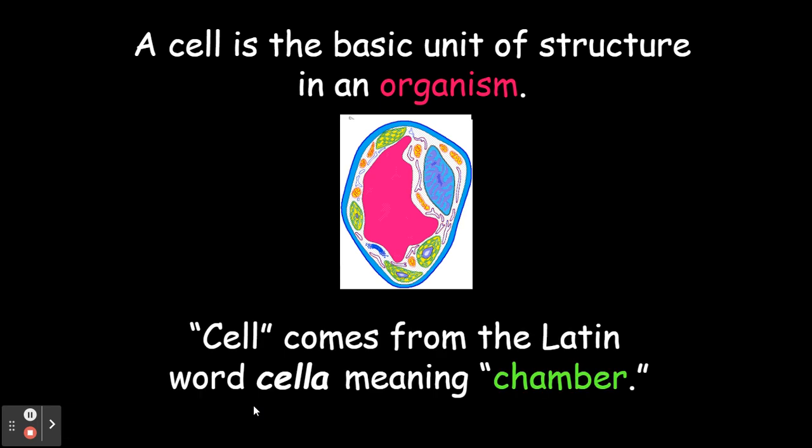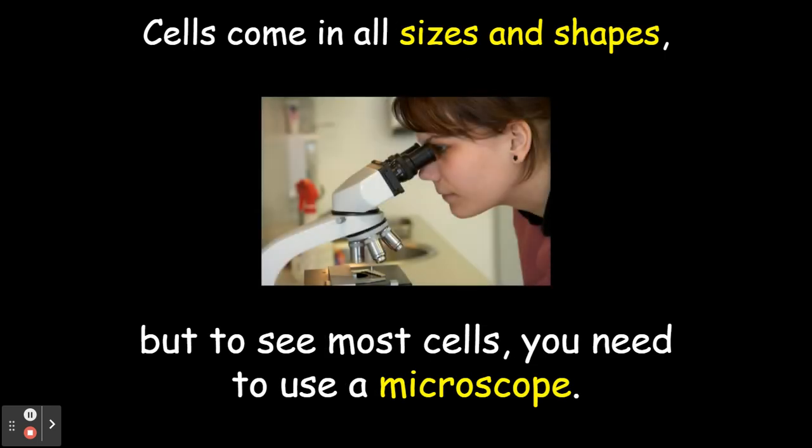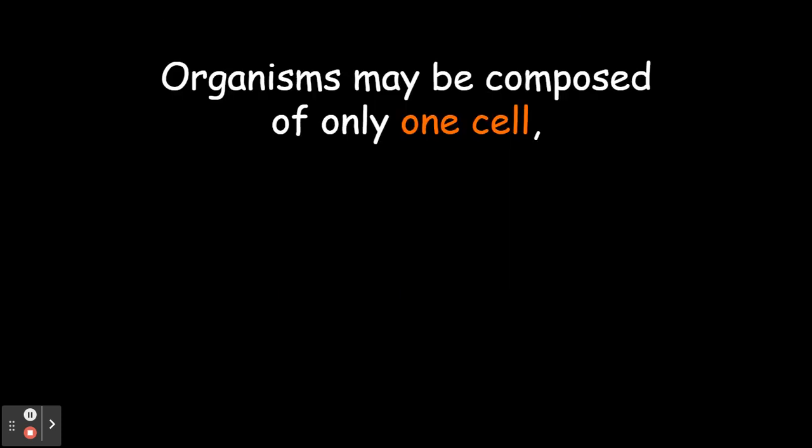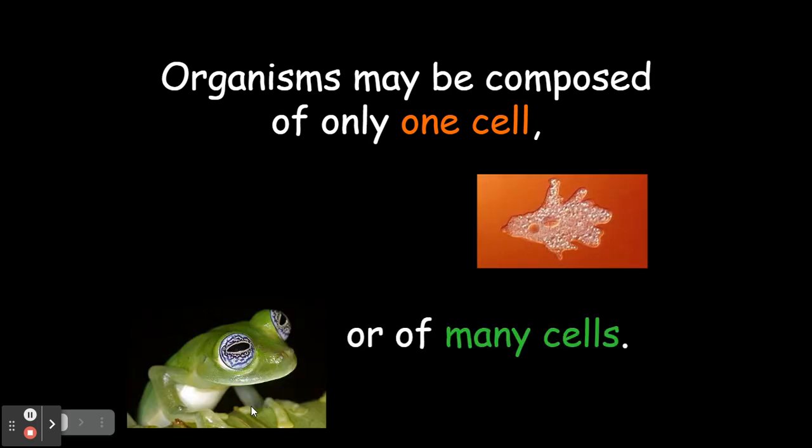Cell comes from the Latin word cella, meaning chamber. Cells come in all sizes and shapes, but to see most cells, you need to use a microscope. Organisms may be composed of only one cell or many cells.